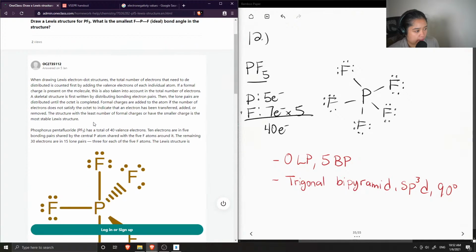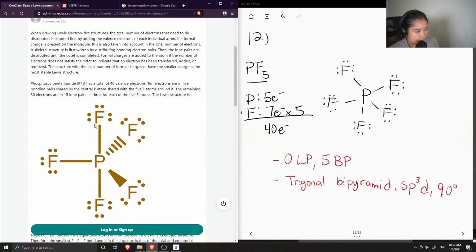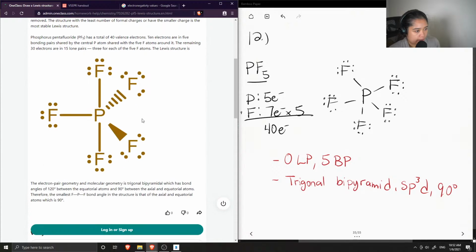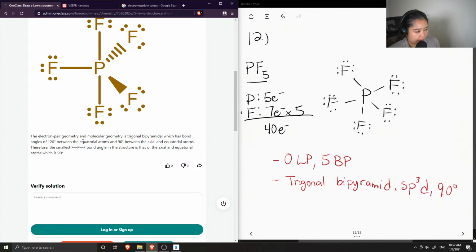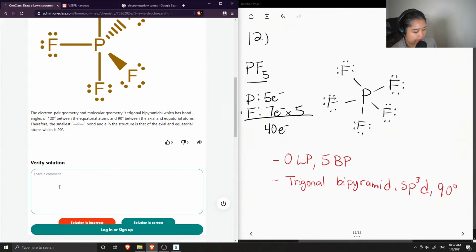And the junior tutor said phosphorus pentafluoride has a total of 40 valence electrons. And they've got the remaining Lewis structure. And the electron pair geometry and molecular geometry is trigonal bipyramidal, which has bond angles of 120 between the equatorial atoms and 90 between the axial and equatorial atoms. Therefore, the smallest FPF bond angle in the structure is that of the axial and equatorial atoms, which is 90 degrees. Okay, so the solution is correct.